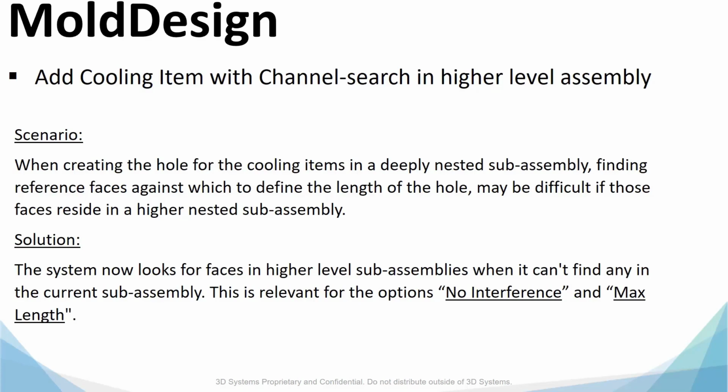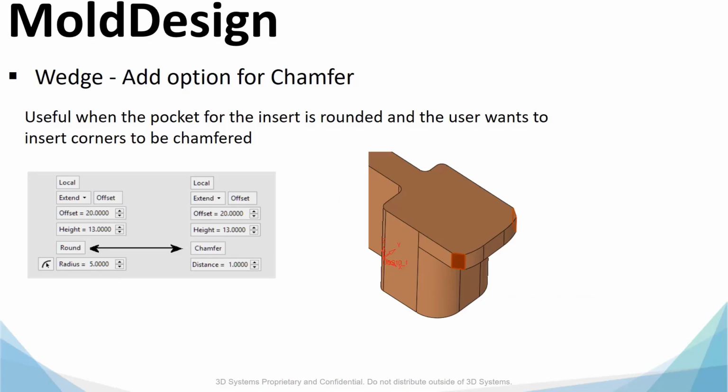In Cimatron 15 we have a solution. The system now looks for faces in higher level sub-assemblies when it can't find any in the current sub-assembly. This is relevant for the option no interference and max length. So if it cannot find any faces in the current assembly, it will look for faces in higher level assemblies.